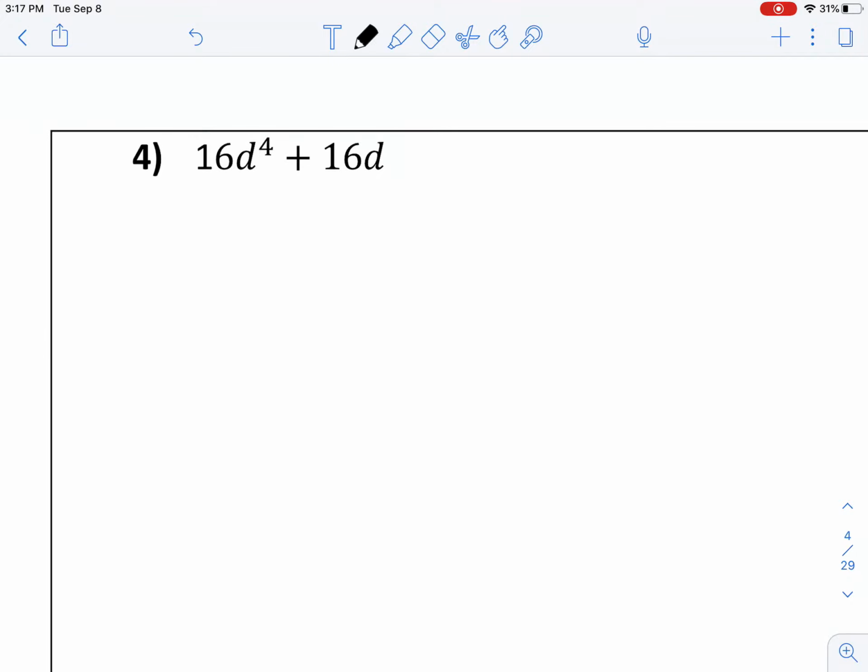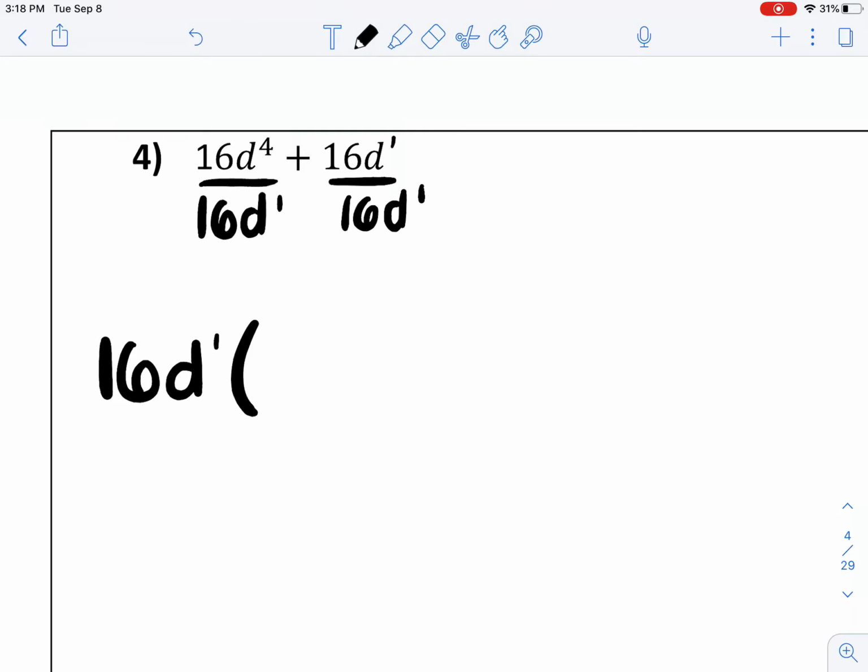Number 4, 16d to the fourth plus 16d. The biggest number that goes into 16 and 16 is 16. Since these are the exact same number, that is your GCF. Next up, the letters. We've got d to the fourth and d to the first. We're picking the smaller exponent for the GCF, so that would be d to the first. So I'm going to divide by 16d to the first.